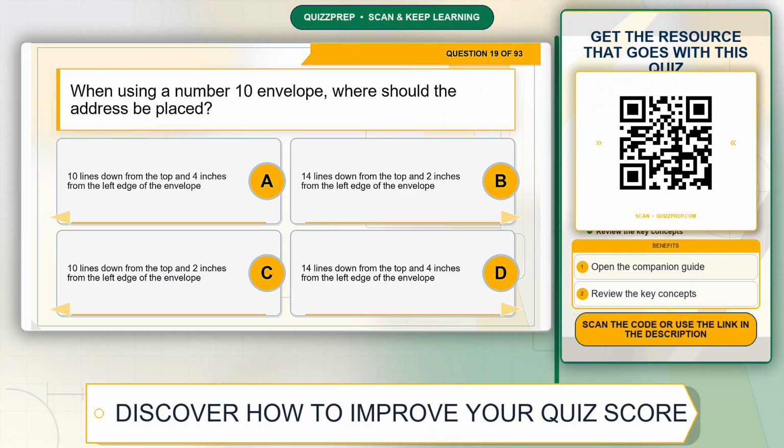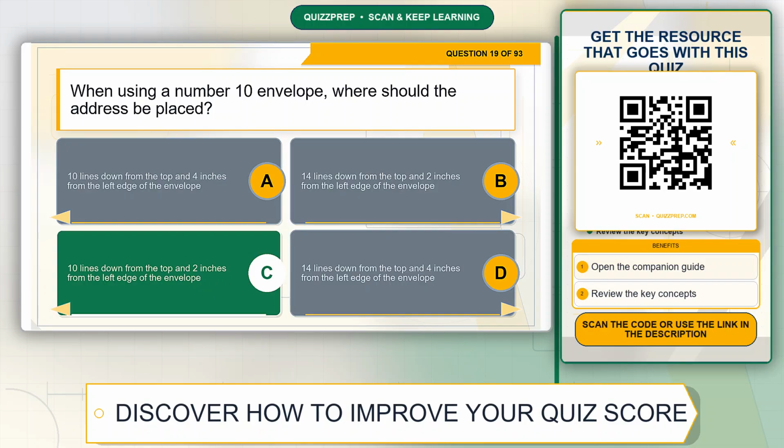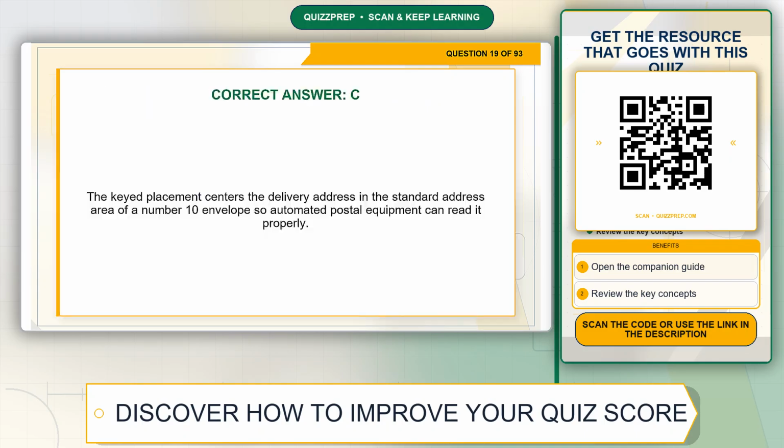Question 19. When using a number 10 envelope, where should the address be placed? Option A, 10 lines down from the top and 4 inches from the left edge of the envelope. Option B, 14 lines down from the top and 2 inches from the left edge of the envelope. Option C, 10 lines down from the top and 2 inches from the left edge of the envelope. Option D, 14 lines down from the top and 4 inches from the left edge of the envelope. The correct answer is option C, 10 lines down from the top and 2 inches from the left edge of the envelope. Explanation. The keyed placement centers the delivery address in the standard address area of a number 10 envelope so automated postal equipment can read it properly.